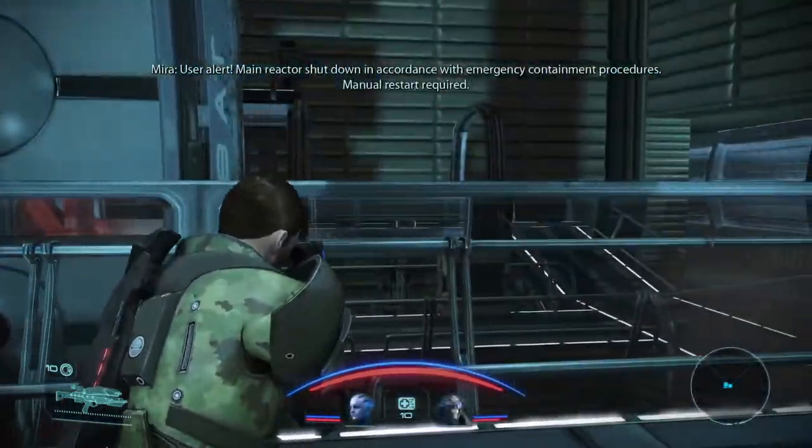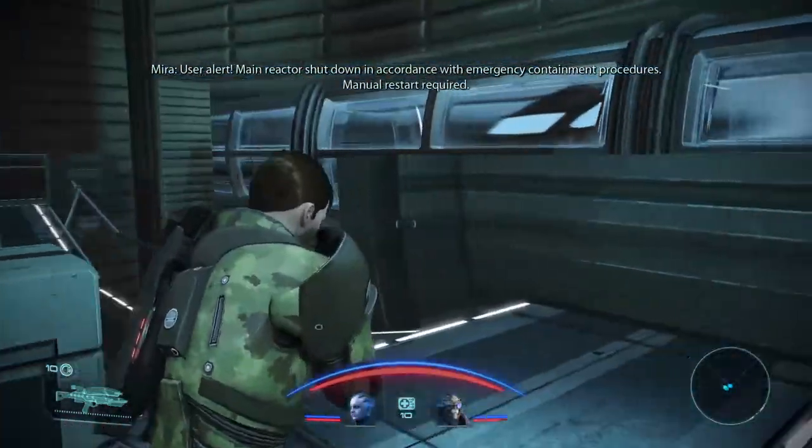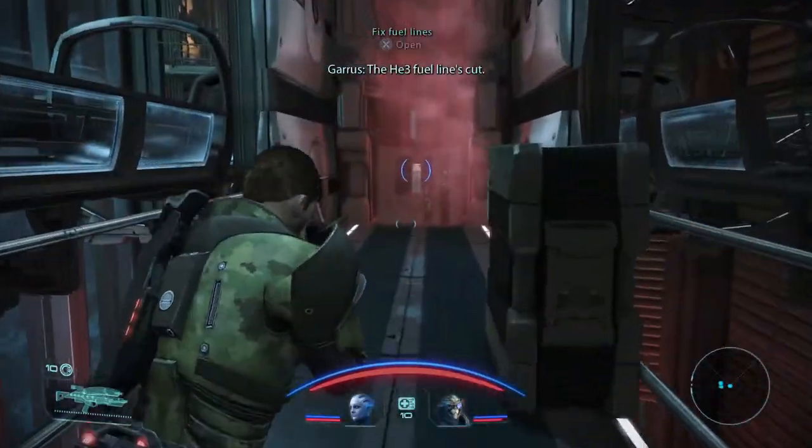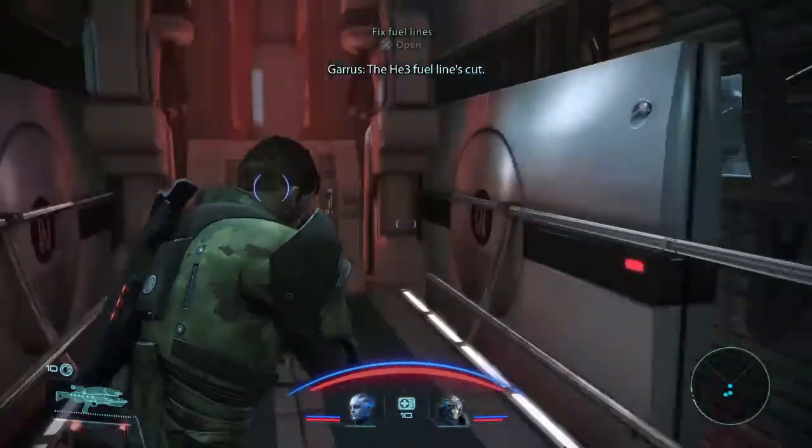User alert. Main reactor shut down in accordance with emergency containment procedures. The AT3 fuel line's cut.